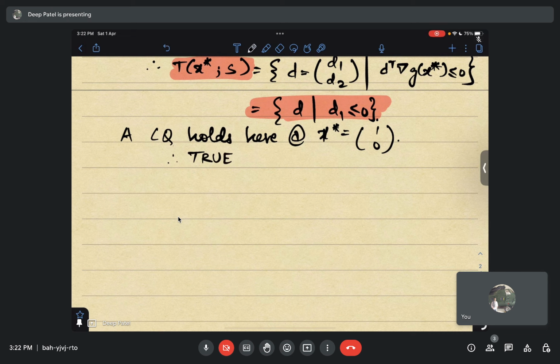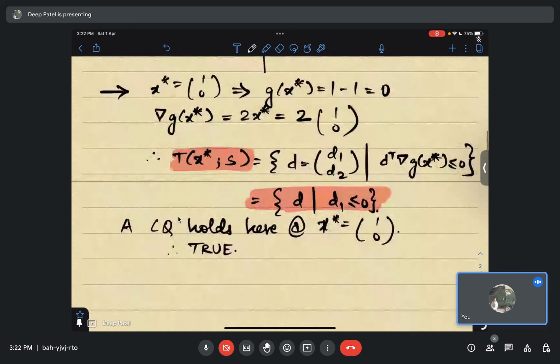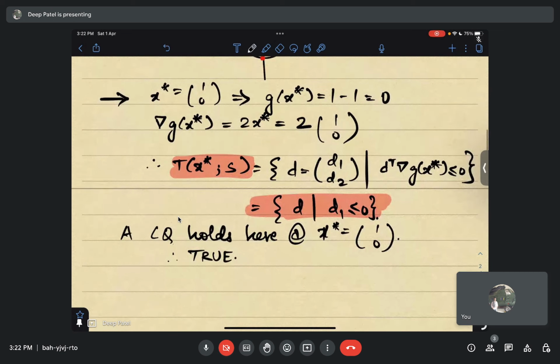This shouldn't be true, right? Why? Because the tangent cone, does this point lie in the tangent cone? Which point? X star. No, we are finding the tangent cone at point x star. Okay, tangent cone at x star.